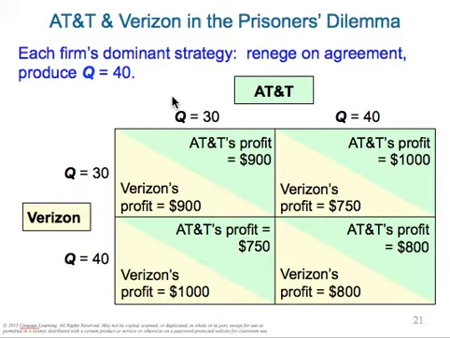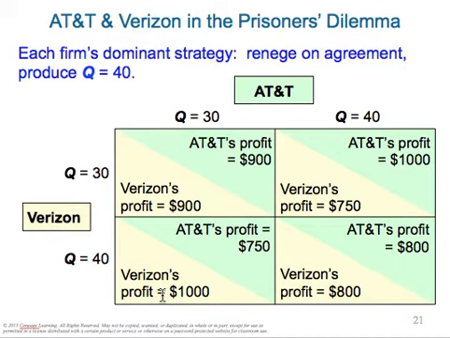Each firm's dominant strategy is to renege on the agreement and produce a quantity of 40. You remember how confusing this was when I was trying to verbally explain it? We're just looking at tables and written in Word. The payoff matrix really will help illustrate why they both end up at a quantity of 40. So AT&T has two choices: produce 30 or produce 40. Verizon has two choices: produce 30 or produce 40.